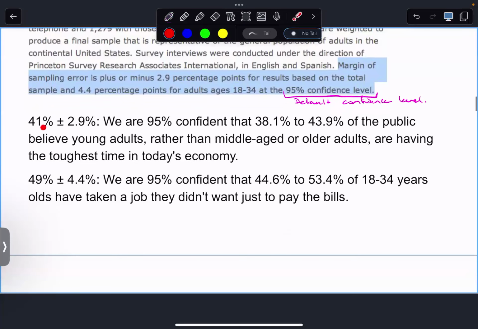So 41% plus or minus 2.9%. So you can go down 2.9, you can go up 2.9. And then we can say that we're 95% confident that 38.1 to 43.9% of the public, now this is the population, right? Of the population, of the public believes young adults rather than middle-aged or older adults are having the toughest time in today's economy. So we've built these bounds down a little, up a little from our point estimate. Okay. And then what we say is that we're 95% confident that this interval captures that population proportion in this case.